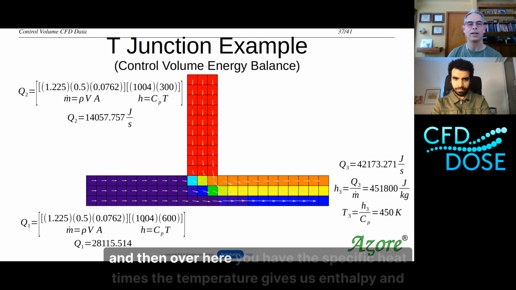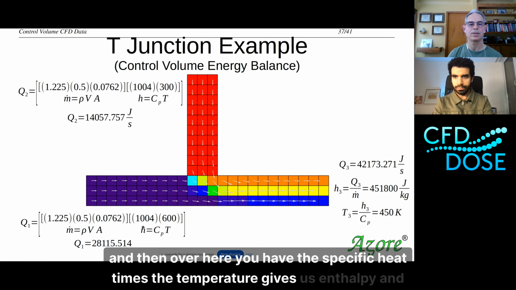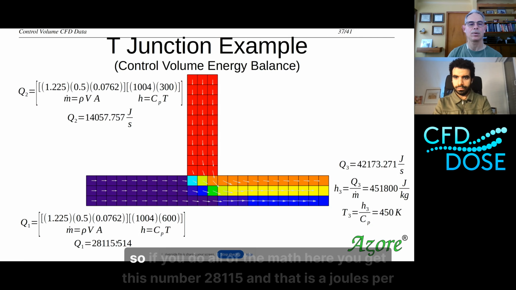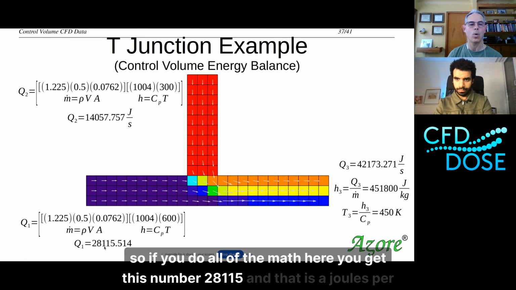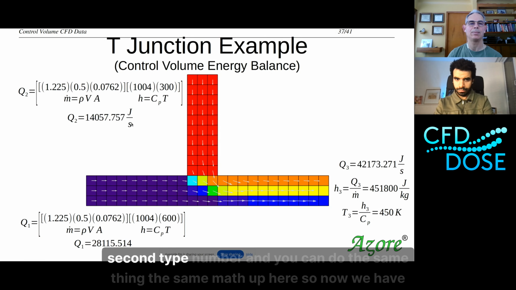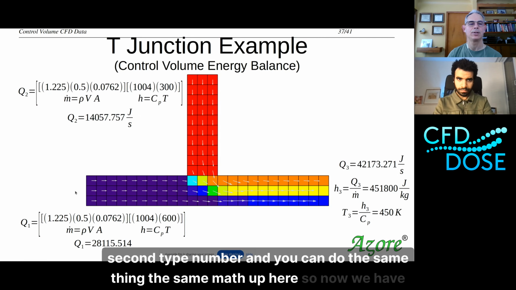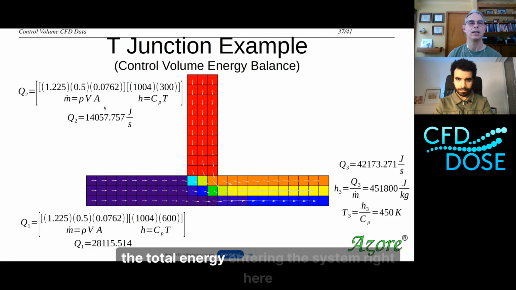And then over here, you have the specific heat times the temperature gives us our enthalpy. And so if you do all of the math there, you get this number, 28,115, and that is a joules per second type number. And you can do the same thing, the same math up here. So now we have the total energy entering the system right here on both of these inlets.